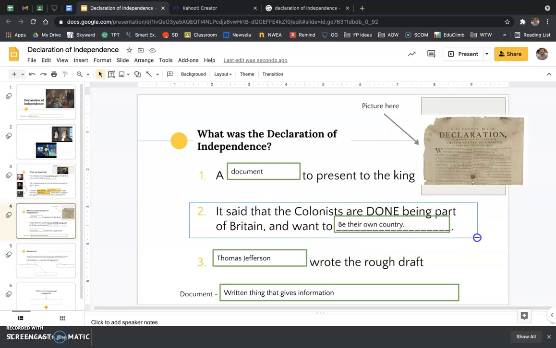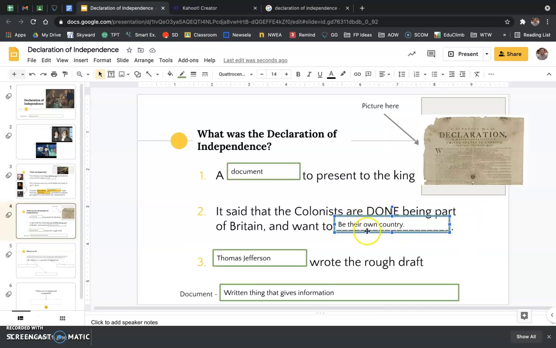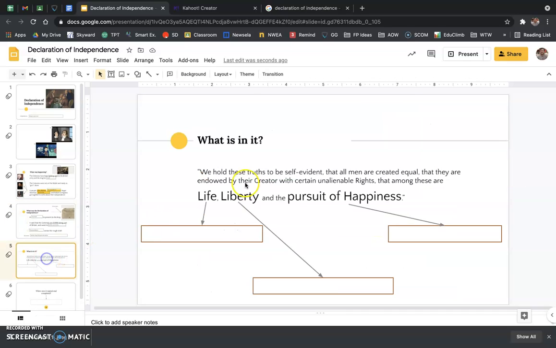When I said here number 2 in the Declaration of Independence, it said that the colonists are done being part of Britain and want to be their own country. The country that they created, they called the United States of America. And that is the country that we live in today. And so this is a very important line here of what it means to live in America. We hold these truths to be self-evident that all men are created equal, that they are endowed by their Creator with certain unalienable rights, that among these are life, liberty, and the pursuit of happiness.